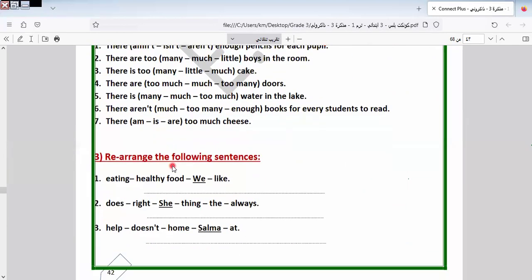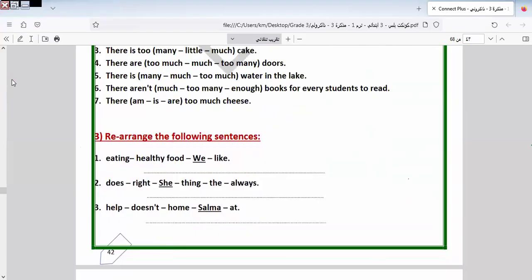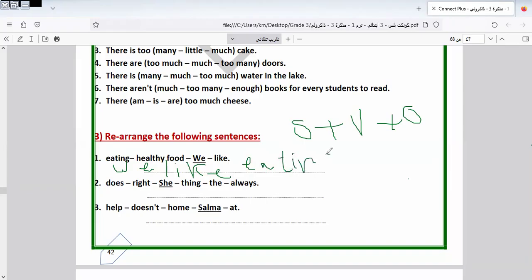Okay, I will leave the rest to do by yourself. I will answer this sentence. Here is subject plus verb plus object. I will answer two of them and I will leave the rest to do by yourself. Okay, here we have: we like eating healthy food. We like eating healthy food. And I put a full stop at the end of the sentence.